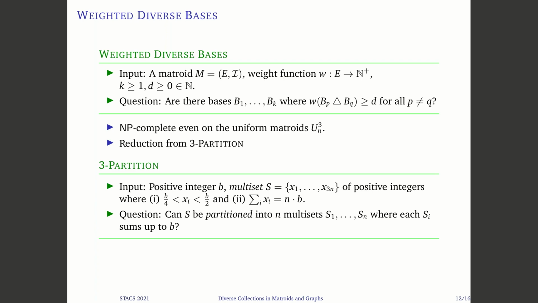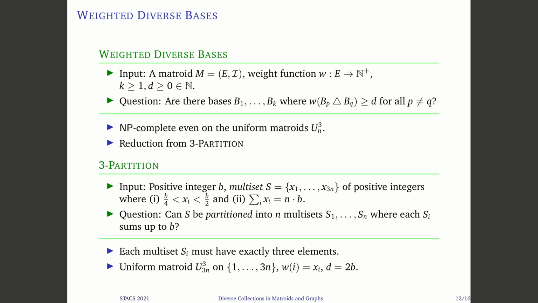The input to the three-partition problem consists of a positive integer b and a multiset of 3n positive integers x1 to x3n, where each integer xi in this multiset is strictly between b/4 and b/2, and the sum of all the xi's is exactly n times b. The question is, can we partition this set S into n multisets S1 up to Sn, where each Si sums up to exactly b. So it's easy to see that if the three partition problem is a yes instance, then each multiset in the solution must have exactly 3 elements.